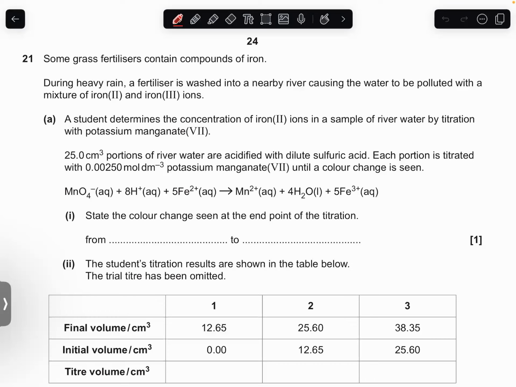We'll be looking at question 21 from the June 2023 paper. This is a very nice question. It's on redox titration.